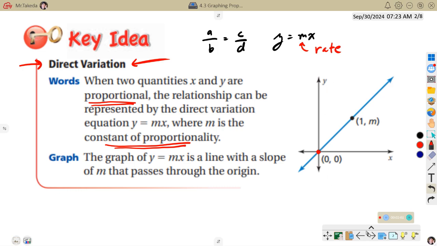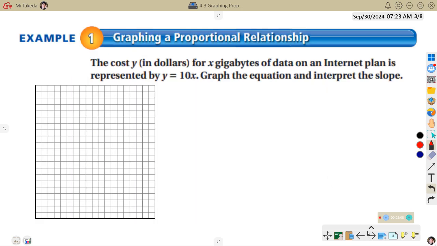Okay, so let's take a look at an example here. The cost y in dollars for x gigabytes of data on an internet plan is represented by y equals 10 times x. If it looks like this, y equals m times x, we know that this is proportional. We know this is direct variation. We also know that one point it has to go through is 0, 0. That makes our life really easy. So let's graph the equation and interpret the slope.